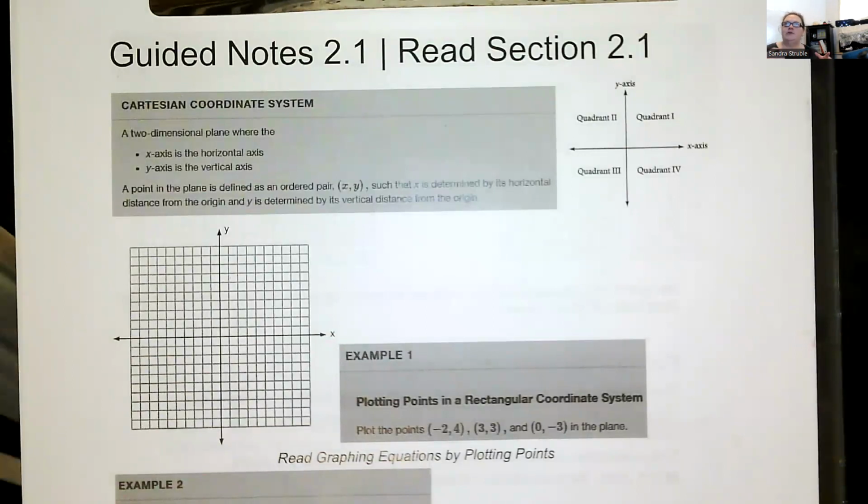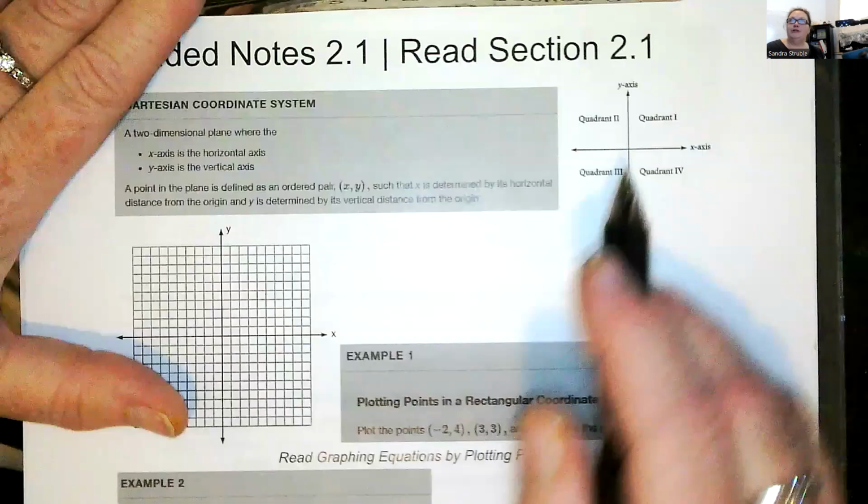Okay. So for the x value, if the x value is negative, you're going to move left from the origin. If the x value is positive, you're going to move to the right. Okay, same thing with the y. If the y value is negative, you're going to go down. And if the y value is positive, you're going to go up. Okay, from the origin yet again.